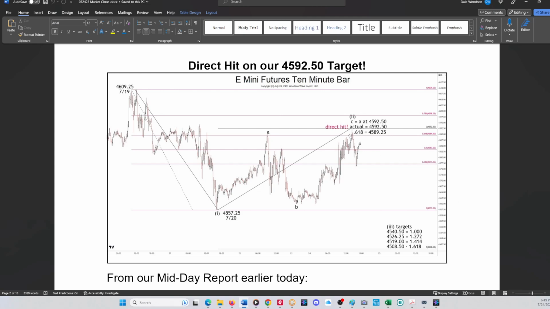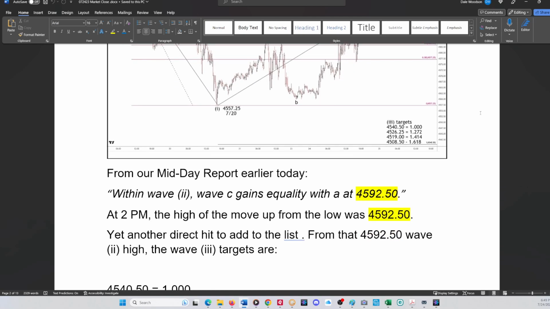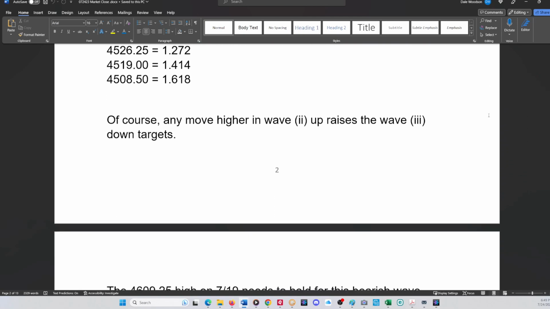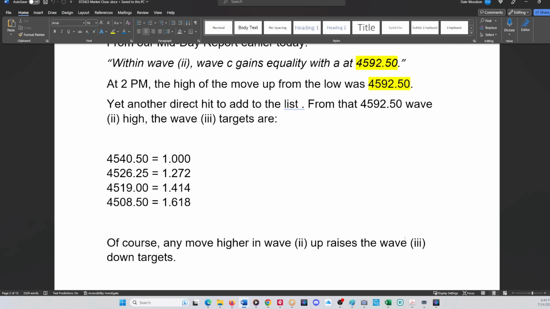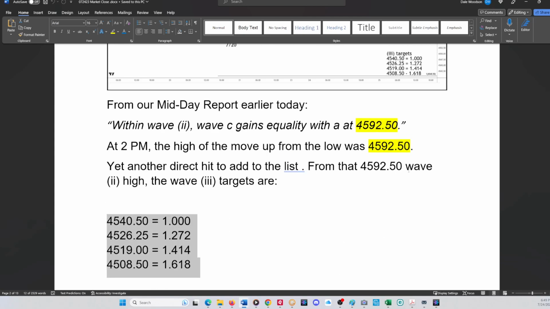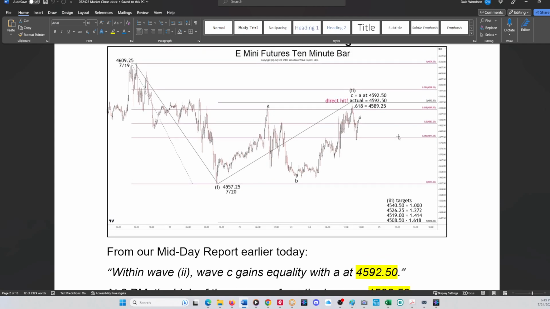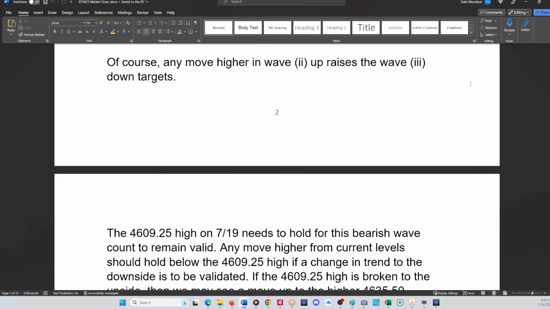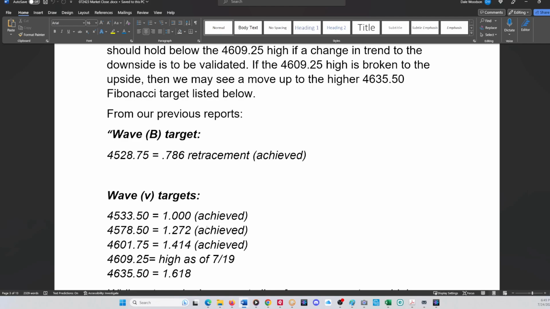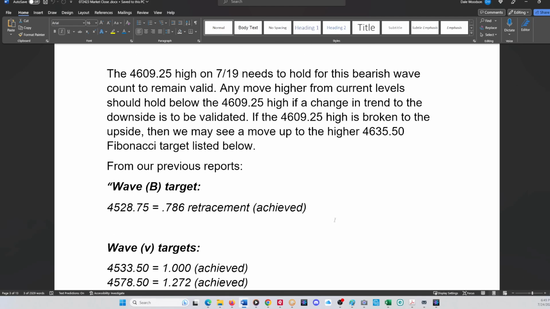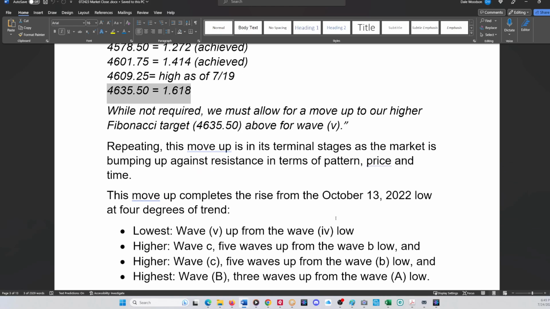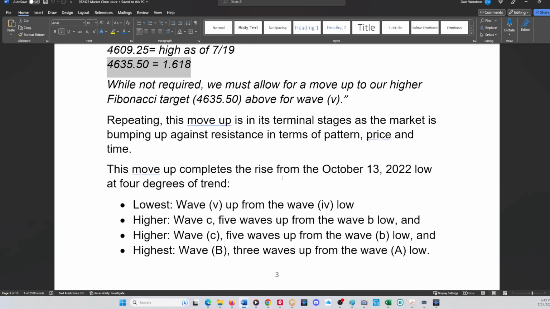You can see them. This 2 could go a little bit higher. You can see the 786. Any move above 46.09, we have that in there. Of course, a move higher in wave 2 raises these wave 3 targets, which are here and here. If 2 goes higher, then obviously 3 goes higher. If 2 goes above 46.0925, then we are looking at that target right there for that 5th wave. We have one more higher target for wave 5 up, and that would complete this move up from 4 degrees of trend from the October 13th low.